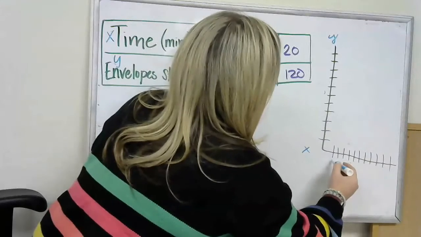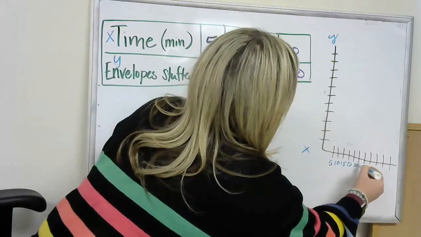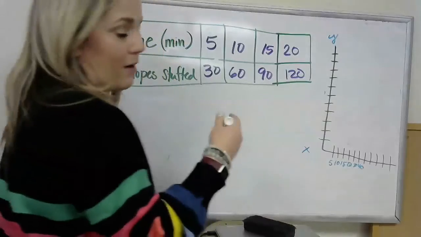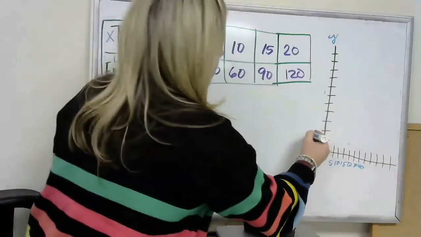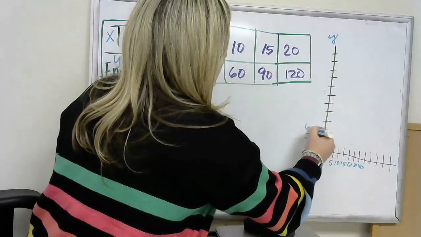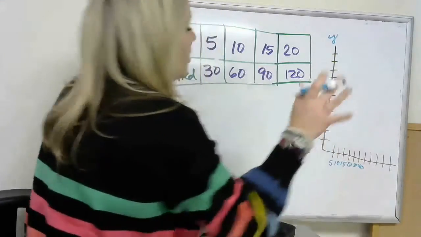Okay, so we'll go 5, 10, 15, 20, 30, 40. That's going by fives. And then we'll go up by, since this is going 30, we'll go up by 30. That just makes it easy. 30, 60, 90, 120, 150, whatever.